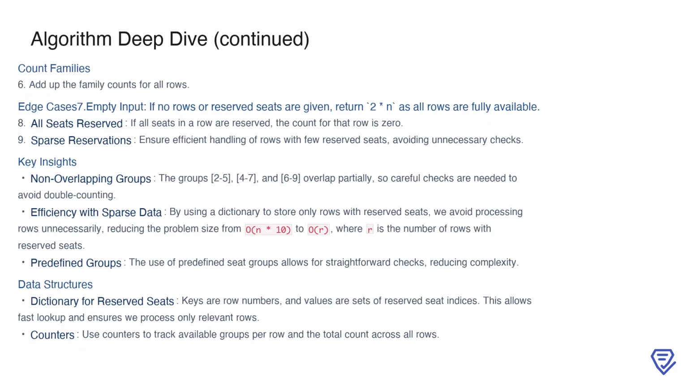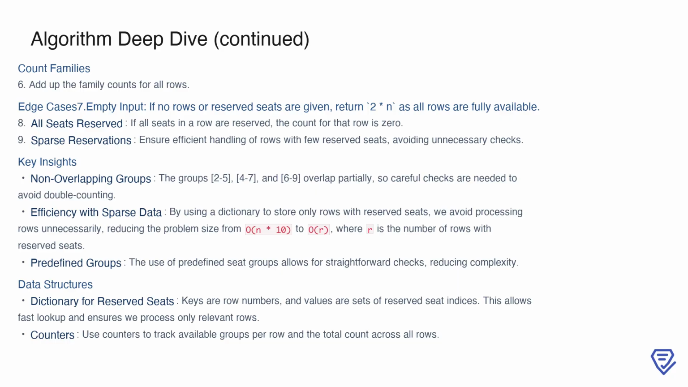After processing each row, the total number of families that can be seated is calculated by summing up the family counts for all rows. We also need to account for edge cases. For instance, if no reserved seats or rows are provided in the input, we can directly return 2*n, as every row can accommodate 2 families. On the other hand, if all seats in a row are reserved, no families can be seated in that row, resulting in a count of 0 for that row. When dealing with rows that have only a few reserved seats, it's important to ensure that we handle them efficiently, avoiding unnecessary checks. A few key insights are crucial for solving this problem effectively.